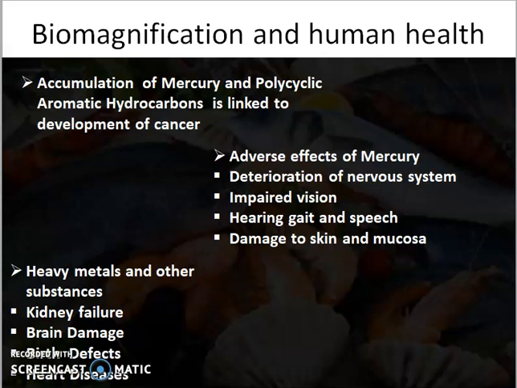In addition, consumption of plants or aquatic animals that have assimilated heavy metals and toxic substances may lead to long-term effects such as different types of cancers, kidney failure, respiratory diseases, brain damage, birth defects, and heart diseases.